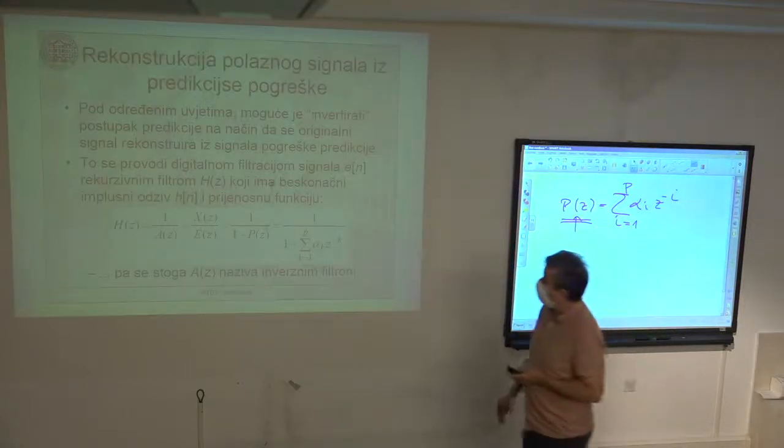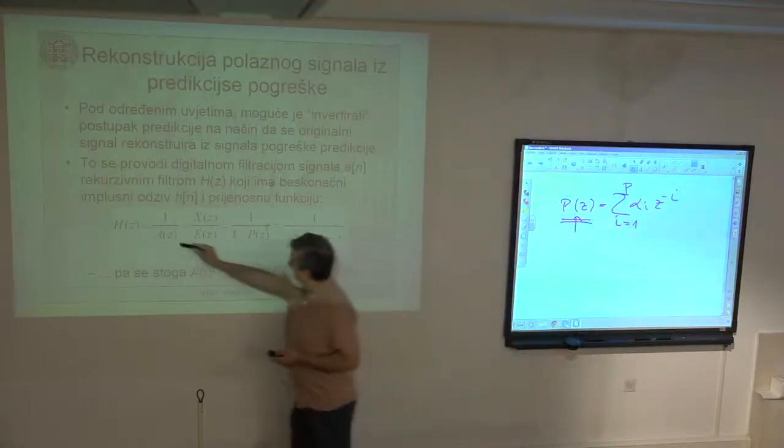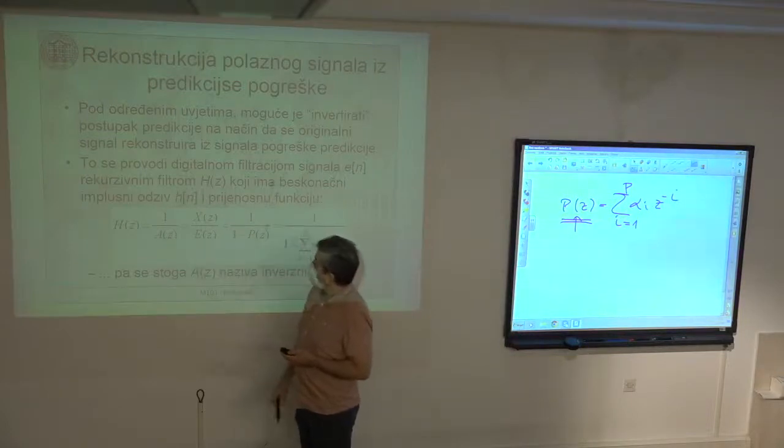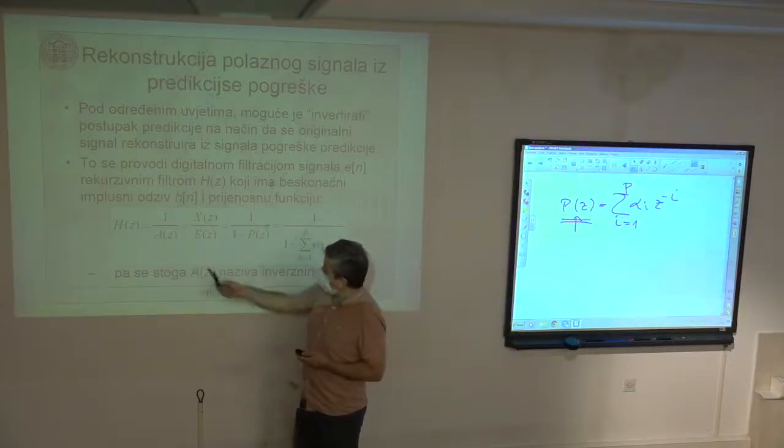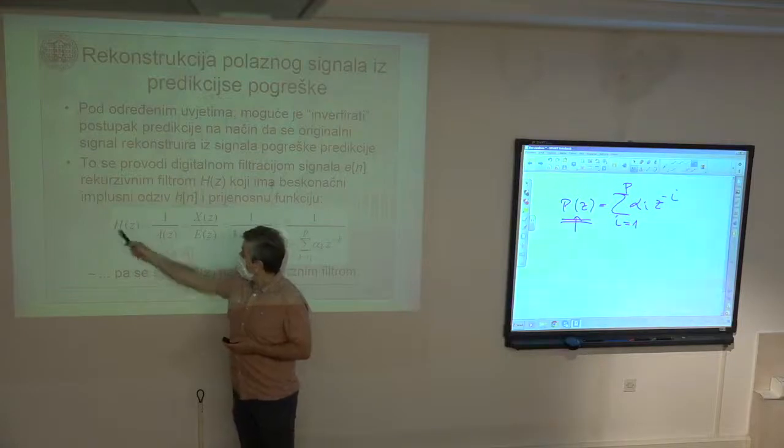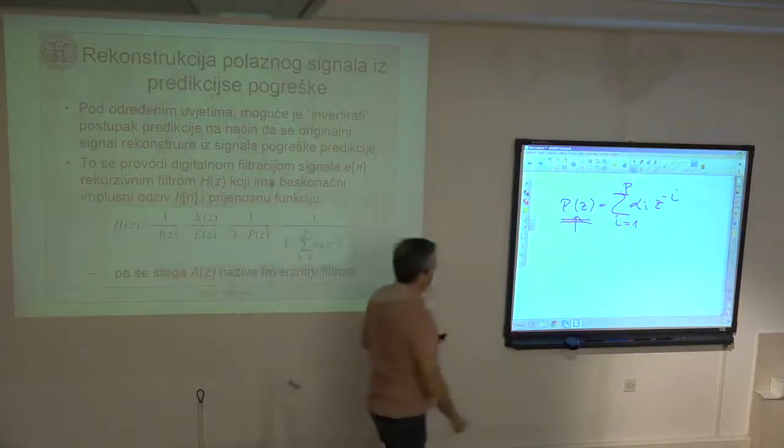Okay, now that I have this A of z, I can also construct the so-called inverse filter, H of z. Why?